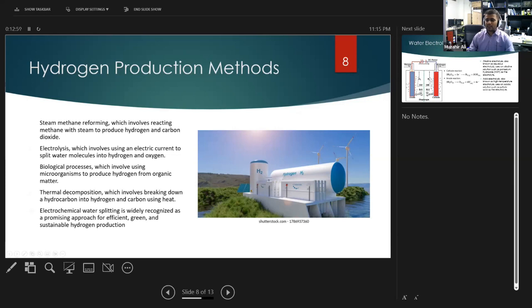Another method is electrolysis, which involves using an electric current to split water molecules into hydrogen and oxygen gas. Another possible way is the biological process, which involves using microorganisms to produce hydrogen from organic matter. The fourth one is thermal decomposition, which involves breaking down hydrocarbons into hydrogen and carbon using heat. Out of these four hydrogen production methods, electrochemical water splitting, or water electrolysis, has been widely recognized as a promising approach for efficient, green, and sustainable hydrogen production.